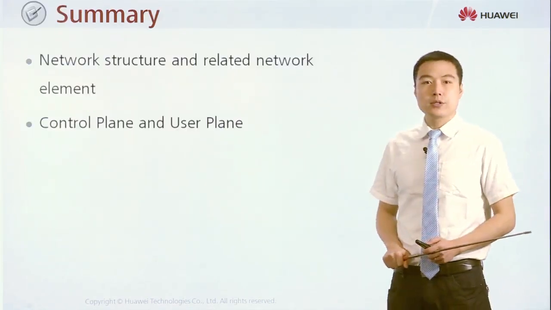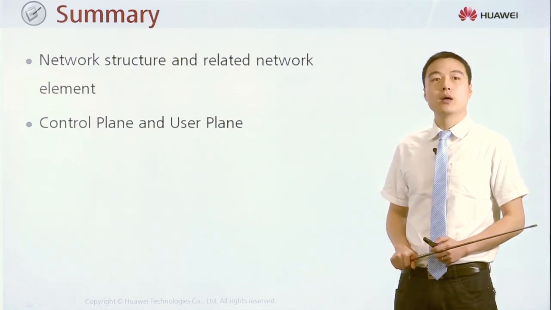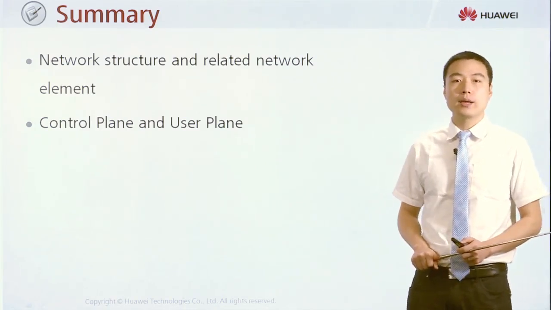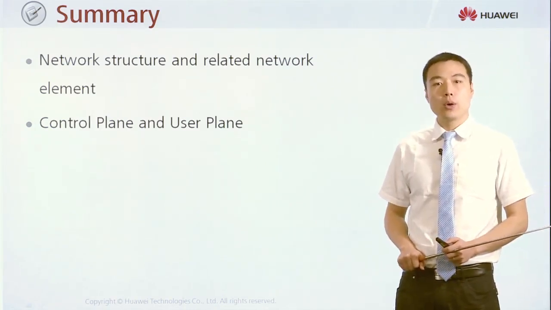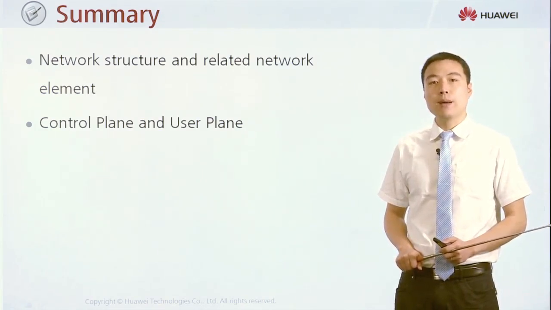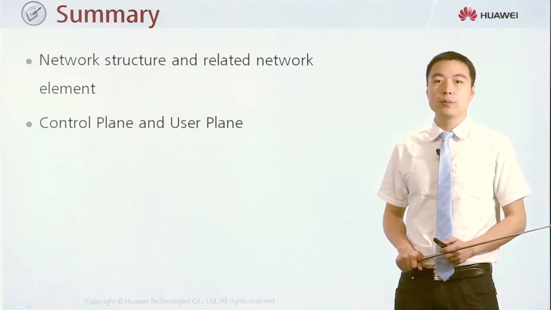Let's have a summary for these sections. In these sections, we talk about the network structure and related network elements. For example, we have the radio access network and the core network. For the radio access network, we have the E node B, only one element. For the core network, we have the MME, SGW, and the PGW. The MME processes the signaling. The SGW and the PGW process the user traffic.